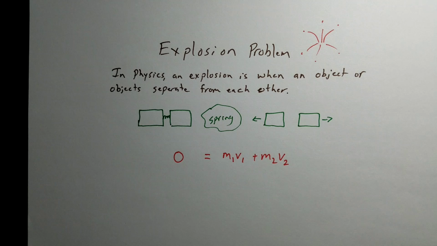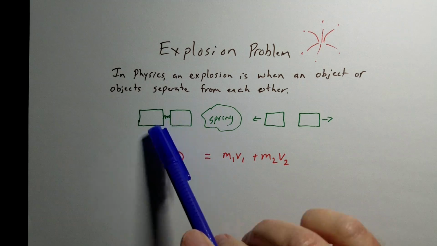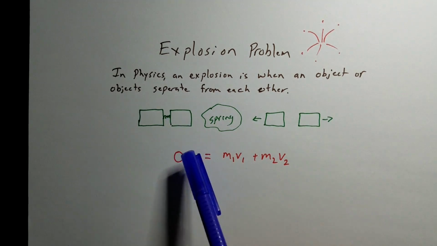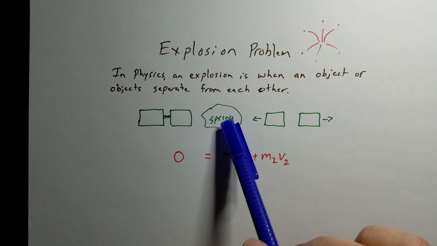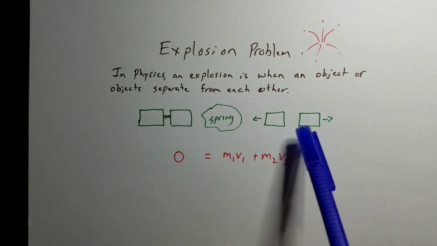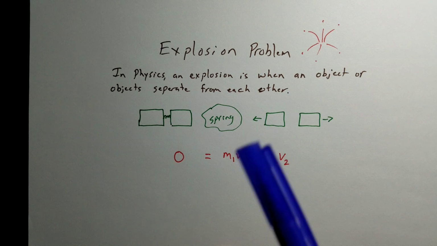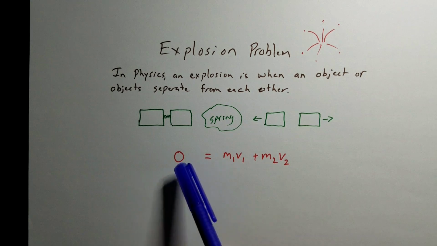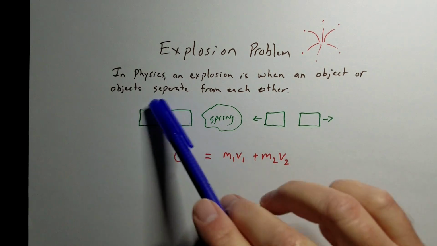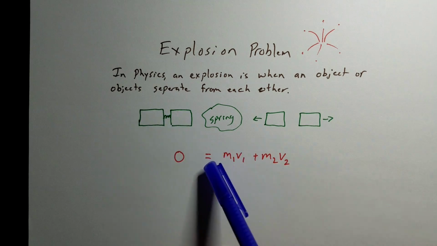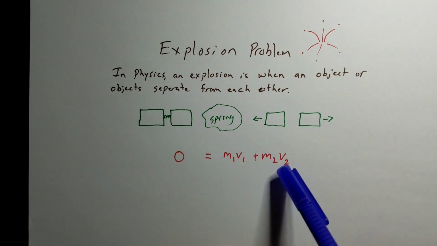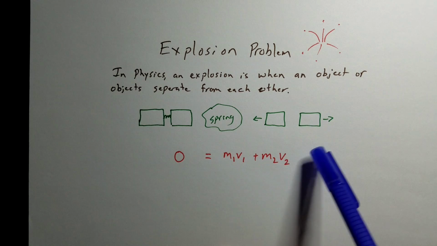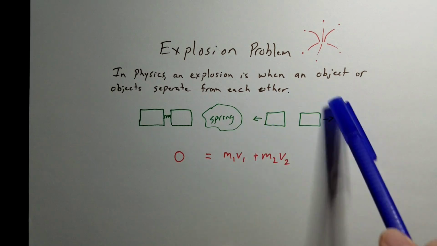For this example, we're going to set some parameters. The two objects are sitting still at the very beginning, the explosion happens, and then the two objects are going to move off in opposite directions. So our generic equation is going to be this: 0, because the total momentum of this system is going to be 0, equals the momentum of the first object plus the momentum of the second object. Again, the total momentum of this is also going to be 0.